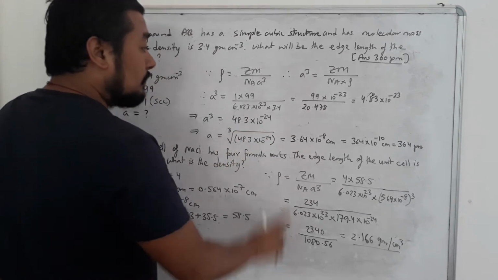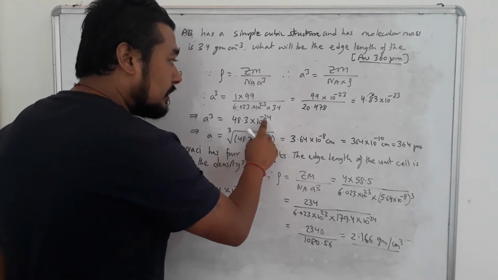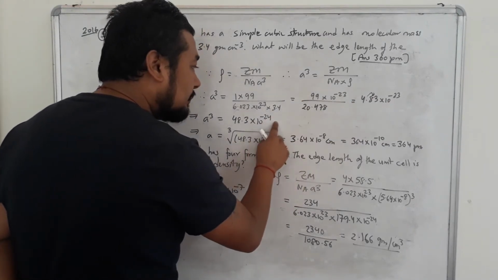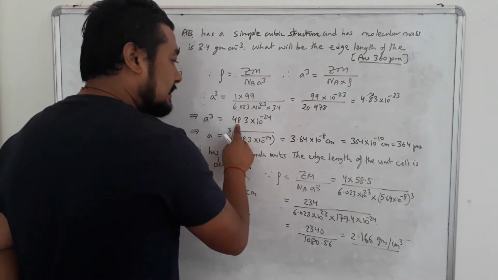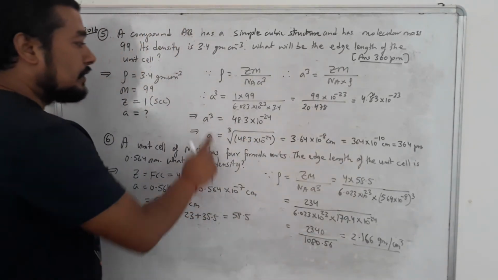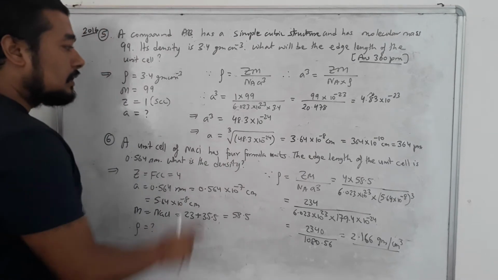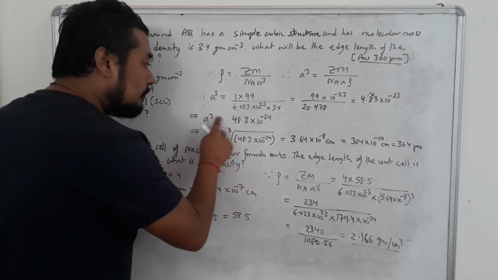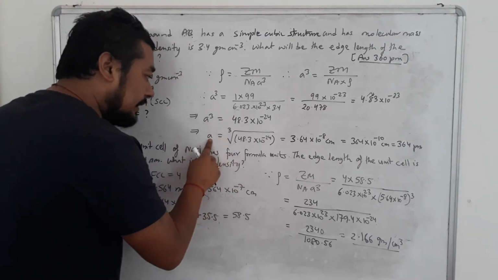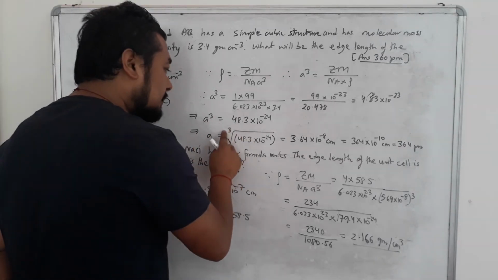If you want to recheck, take out 1 from here. So 10 to the power 23 becomes 10 to the power minus 1 when taken out, that goes down, and if you divide with this, that is 10, you will get 4.83. So we got the a cube value. Now, do you have to find a cube volume or edge length? Edge length. So when you have to find edge length, this cube goes to this side and becomes cube root.